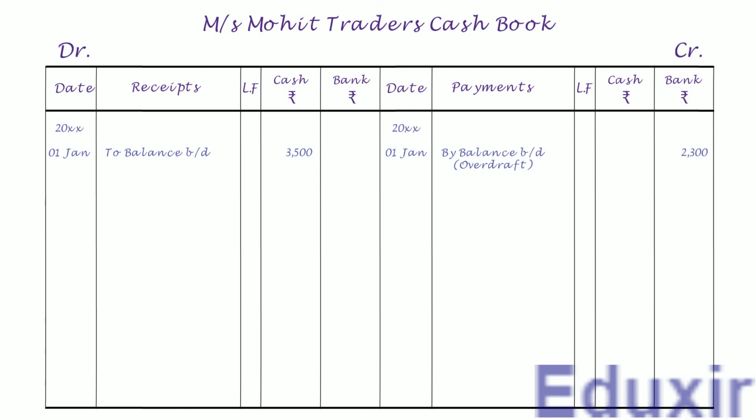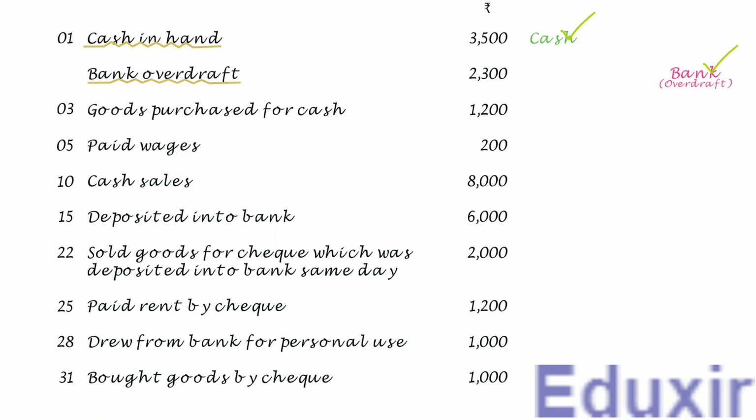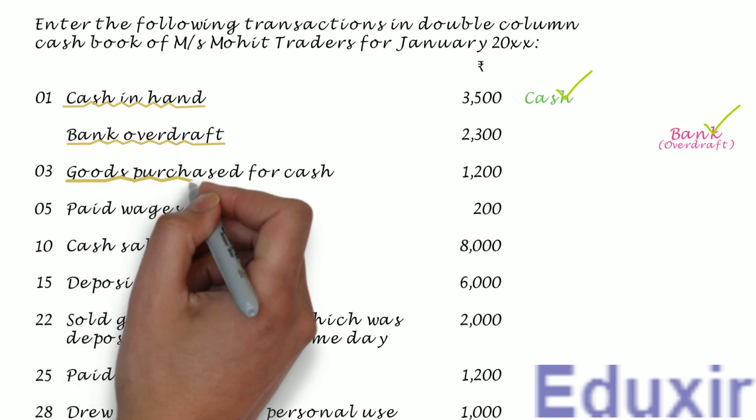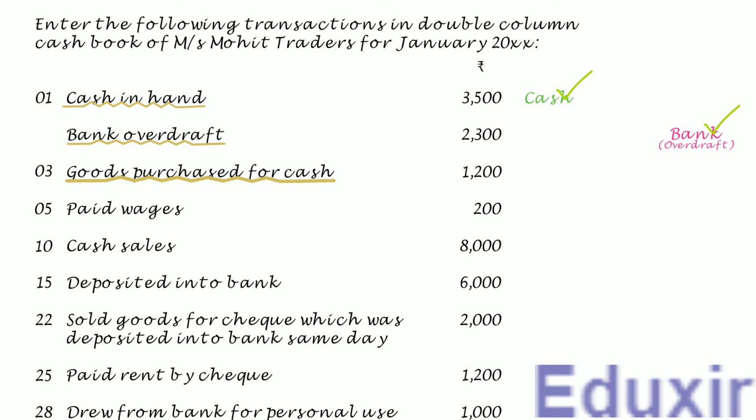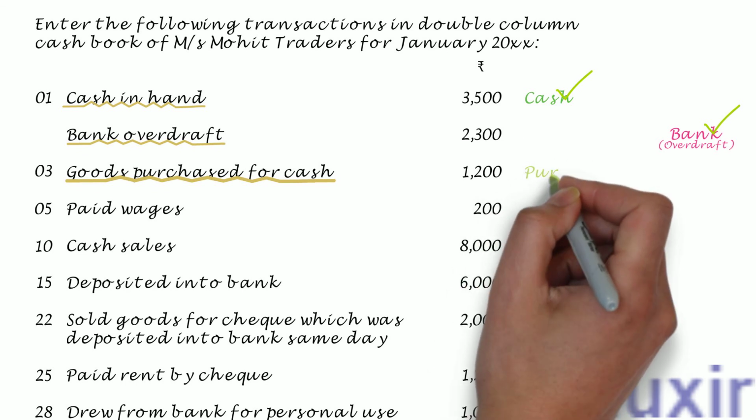Let us now take up the next transaction. In this transaction, the business has purchased goods worth 1200 rupees and made the payment in cash. As you know, purchases are revenue expenses. In other words, the business is incurring an expense named purchases in this transaction. The rule to record any expense incurred is to debit the corresponding expenses account. In this case, the purchases account should be debited.